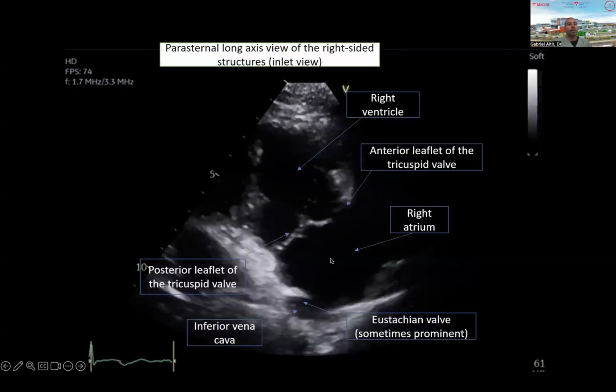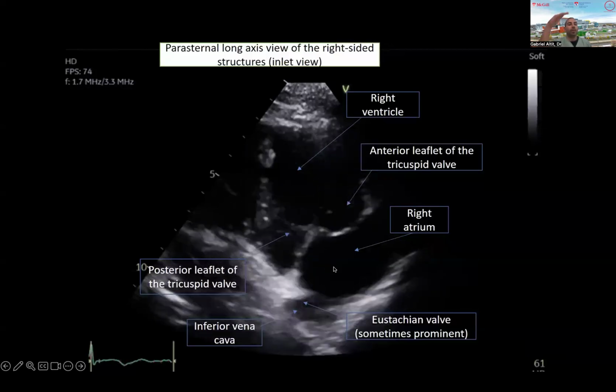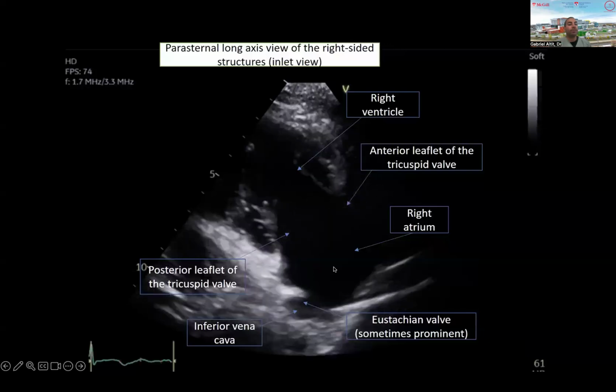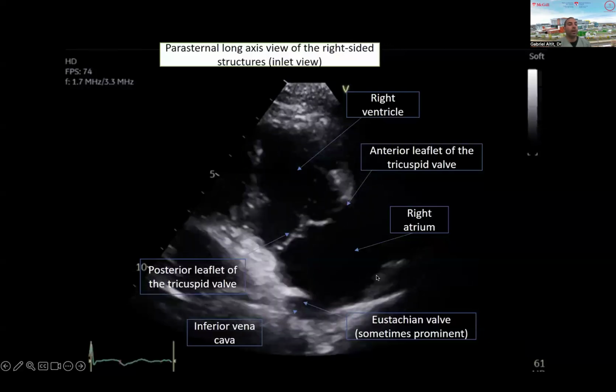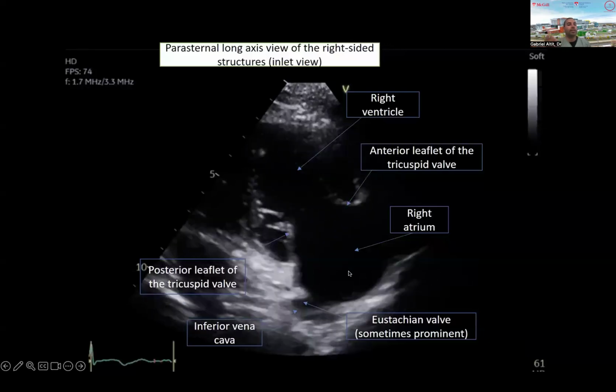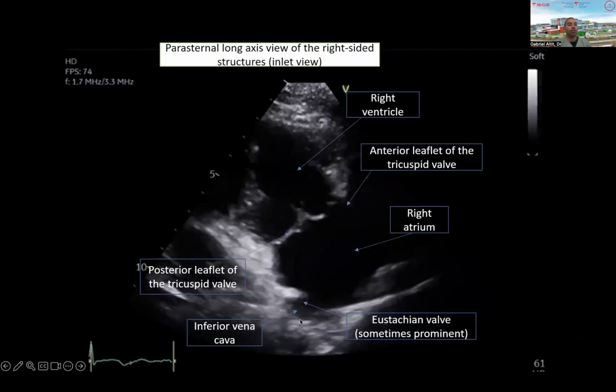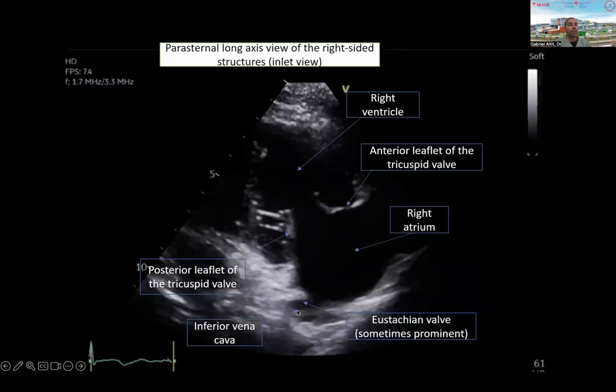This is the right atrium, so sometimes you may see your line float inside this view. So that's one of the views to see if you have a UVL or a PICC line that's very far. And sometimes you can appreciate a bit of the inferior vena cava just here.